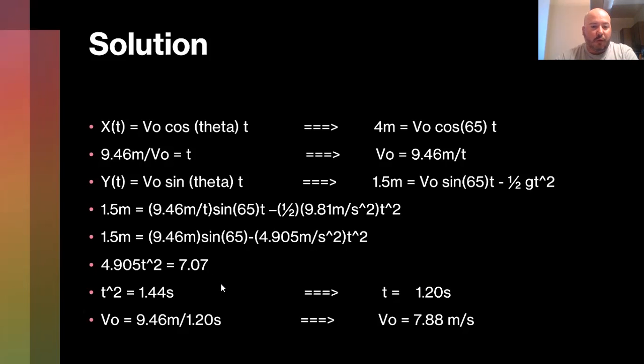Reducing that down, we get 4.905 t squared is equal to 7.07, and t squared is equal to 1.44 seconds, or t is equal to 1.20 seconds. Now, if we put that into the equation for the initial velocity, we get the initial velocity is equal to 9.46 meters divided by 1.20 seconds, making the initial velocity equal to 7.88 meters per second.